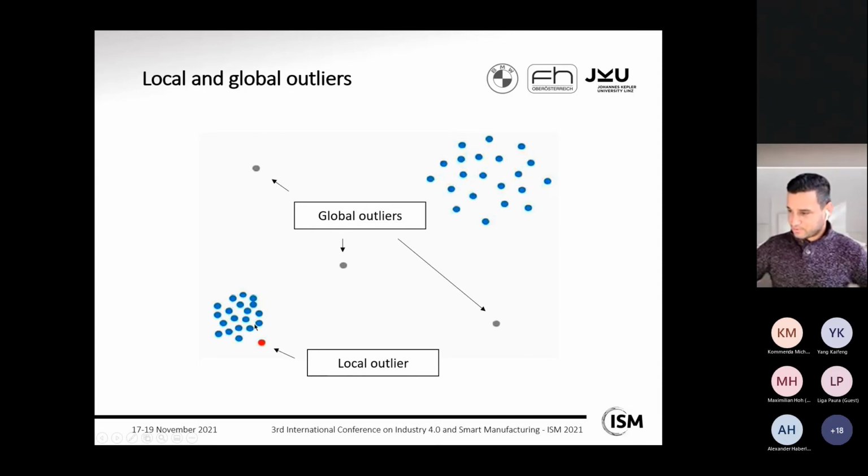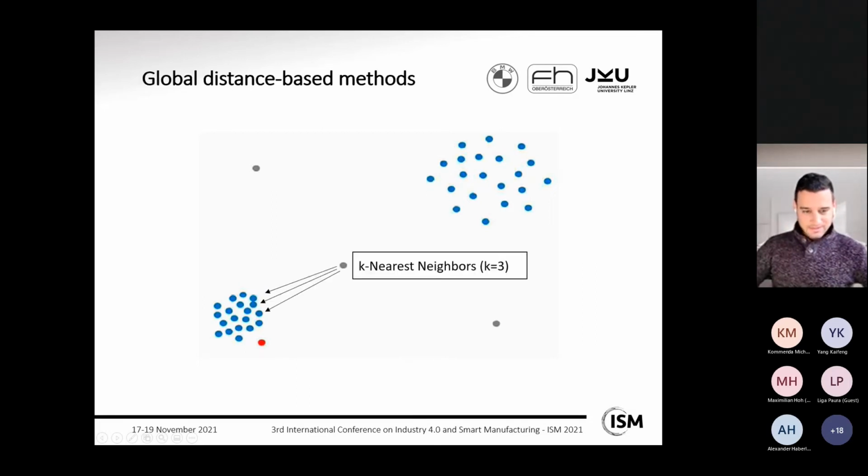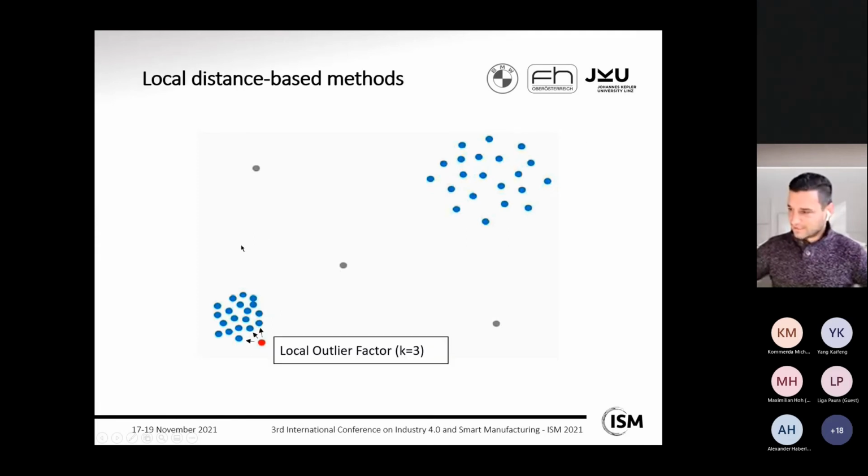But on the left here, if you compare it to the other points, it's an outlier. And there are different distance-based methods that deal with this kind of problem. So there are the global methods that compare the density of the outlier points to the density of the overall dataset. And then there are these local methods, for example, this local outlier factor, which compares the density of the point to the density of the nearest neighbors. So in this case, local outlier factor would also decide that this red point is an outlier.